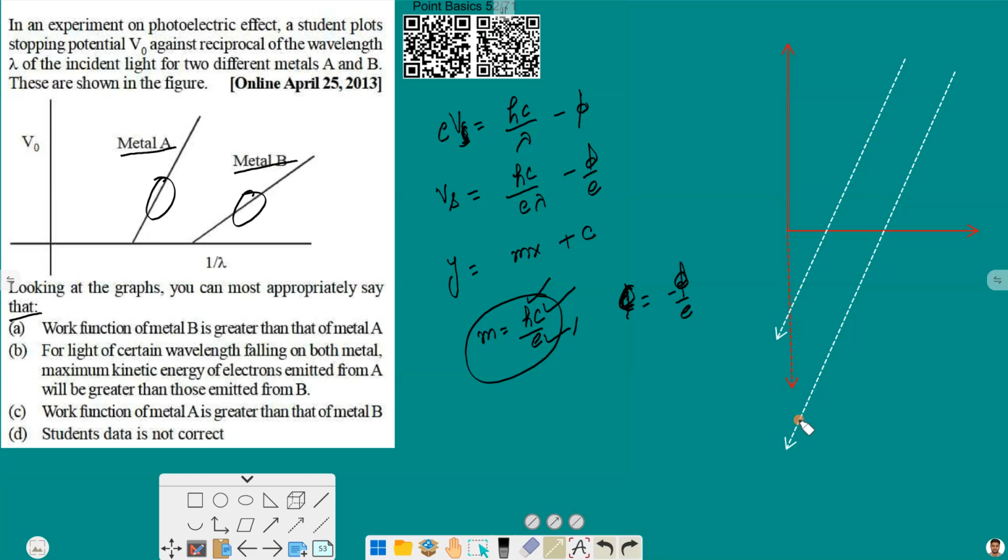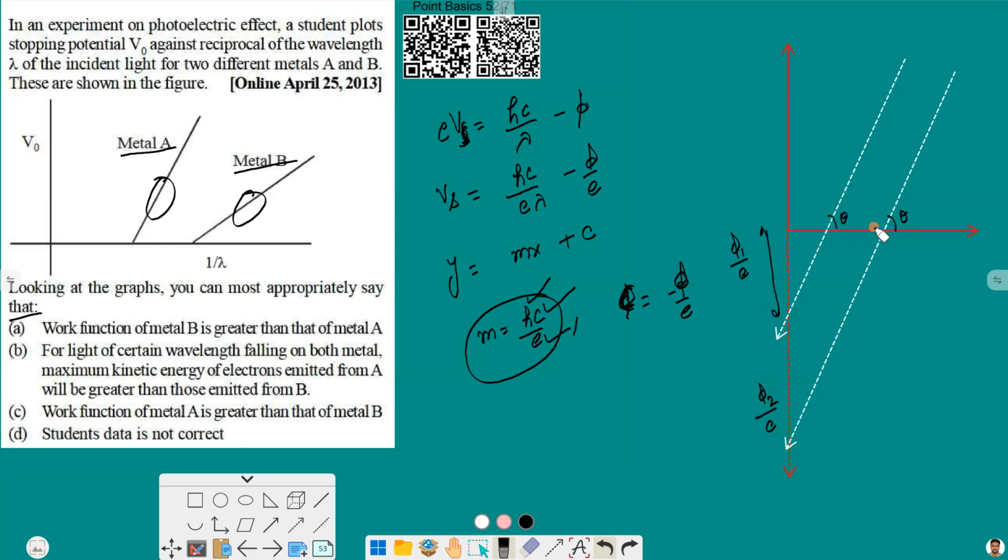Wait a minute. I have to increase the length of this one. Yeah. Now I think both of these are parallel. So if both of these are parallel, it means their angle, this is also theta and this is also theta. Now I can compare their work function. Now this will be the intercept of the first one, so this will be equal to phi 1 by E, and this will be equal to phi 2 by E.